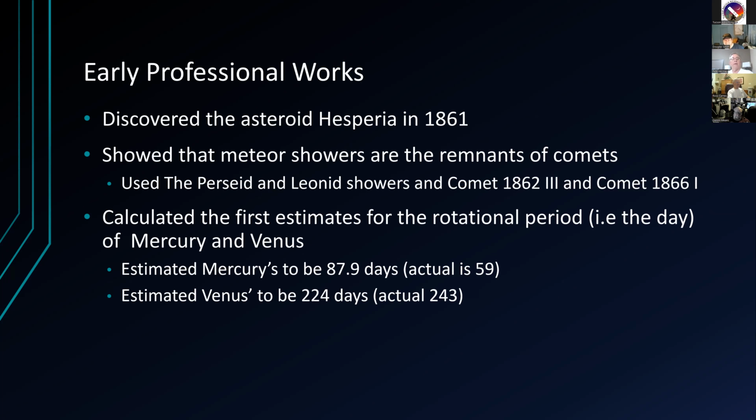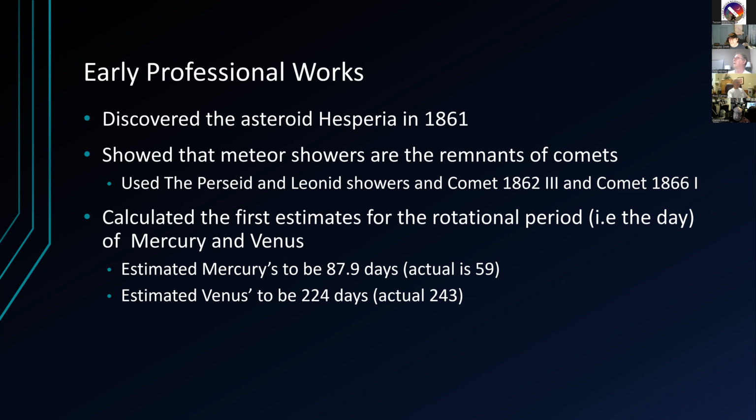So pretty good estimates for the tools and technologies of the day, especially since he was working from the ground without any of our satellites or radar. So pretty good estimates, I would have to say. Especially since Venus has a thick atmosphere and you can't see any surface markings.